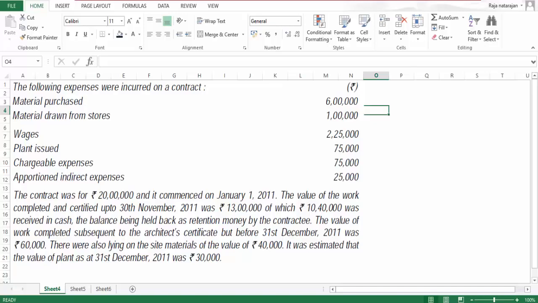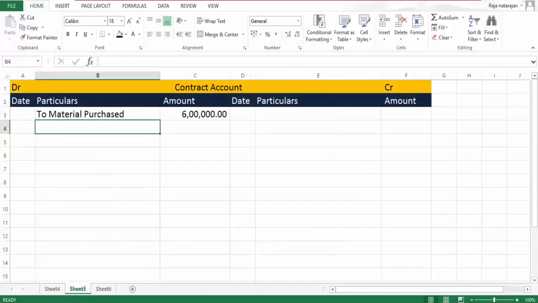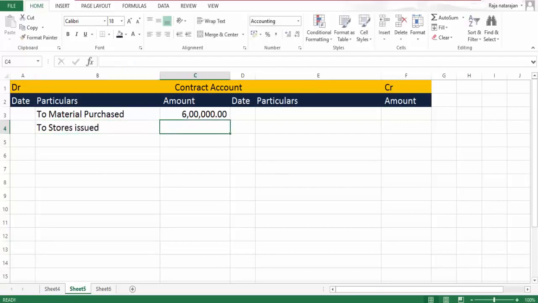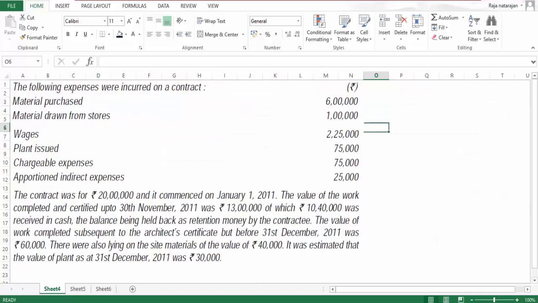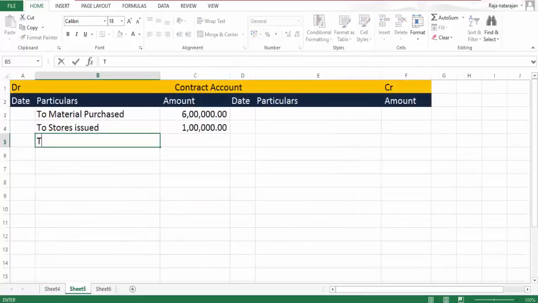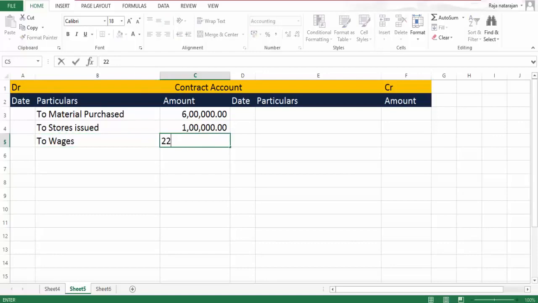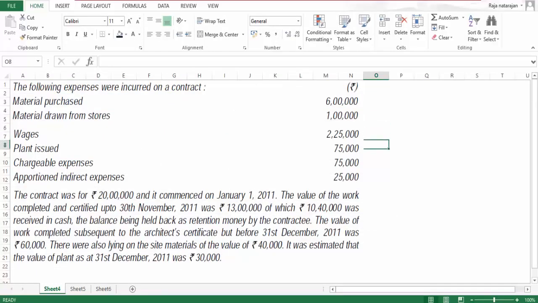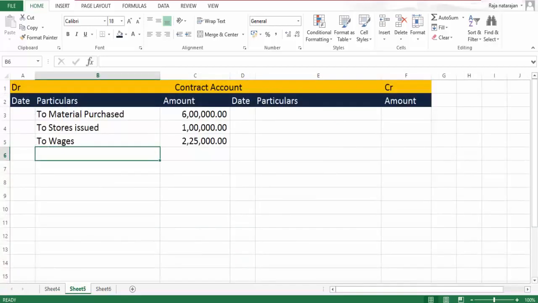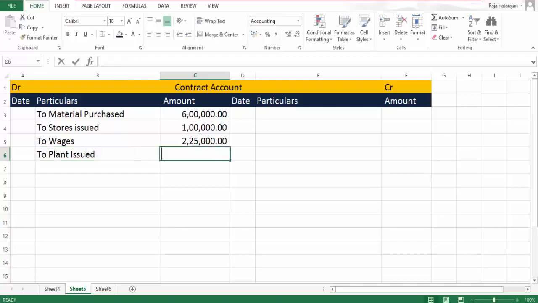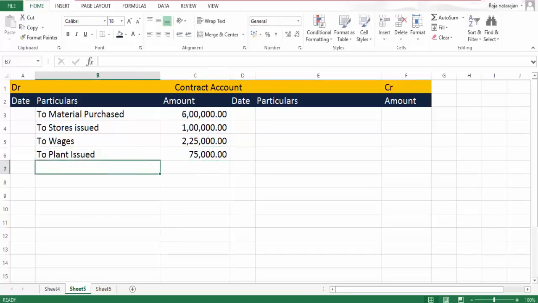Then we have material drawn from stores, again a contract related expense. So we'll say to stores issued, which is 1 lakh. Then we have wages paid for the contract, 2 lakh 25,000. So to wages 2 lakh 25,000. Then we have plant that got issued for this contract, 75,000. So we'll say to plant issued, which is 75,000.